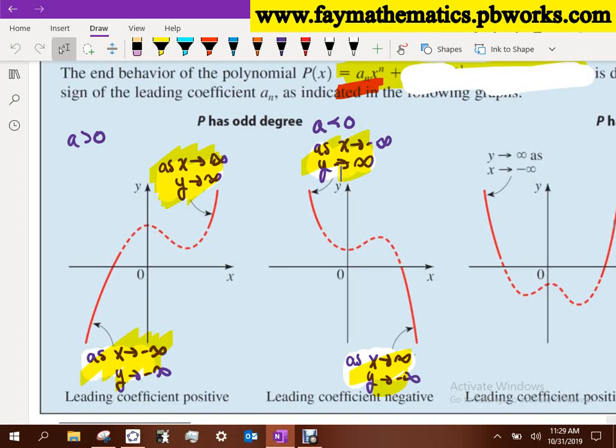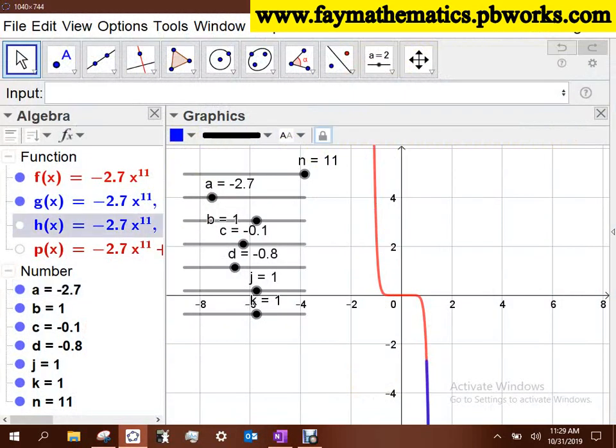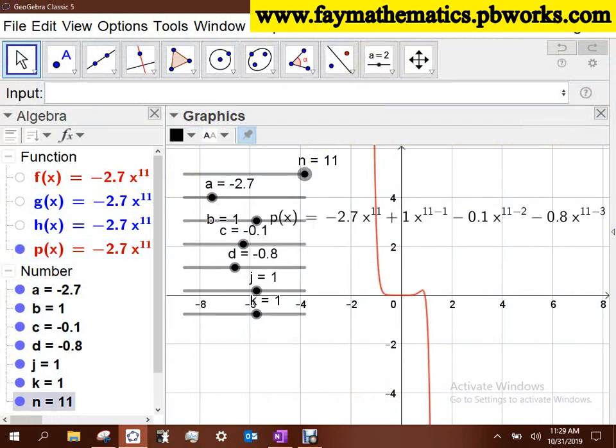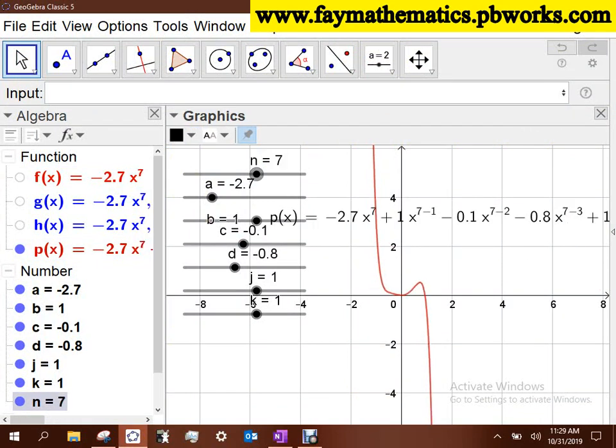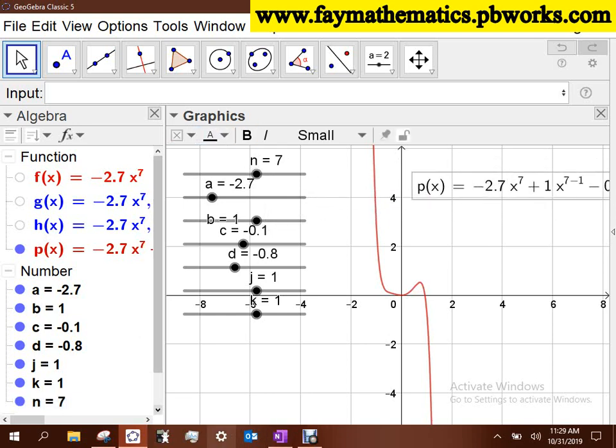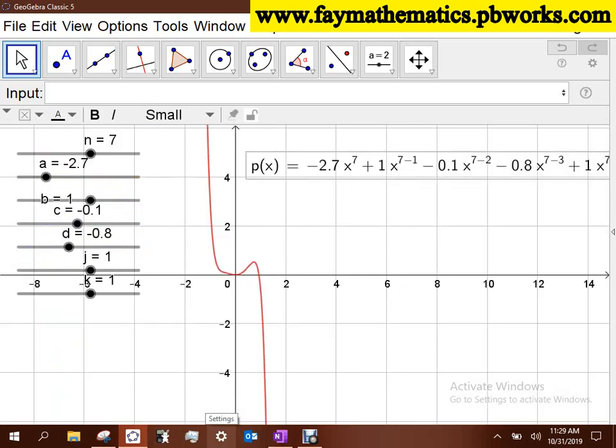Okay? Or at least those things will do it a lot faster for us than our schools. But what I want to show you here is if I graph, this is an x to the, I want to make this x to the 7th. Okay? But here is my polynomial, x to the 7th, negative 2x, or 2.7, x to the 7th.